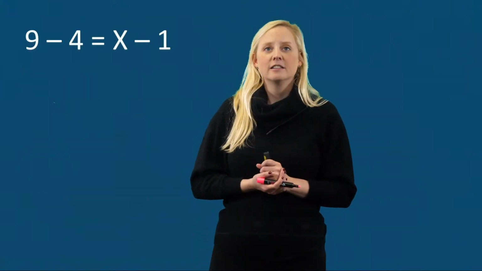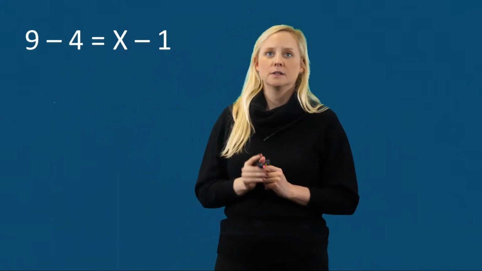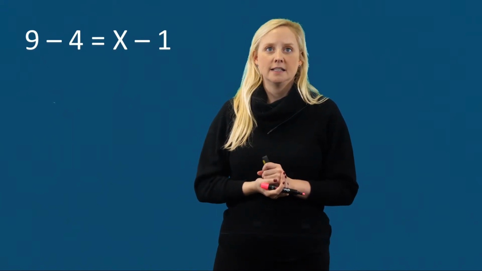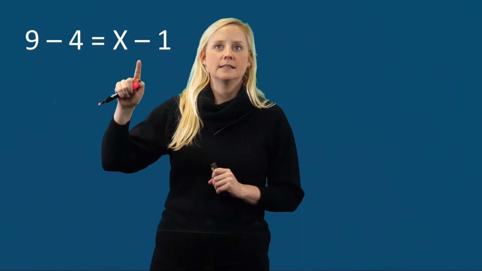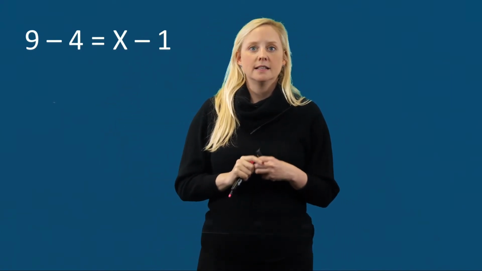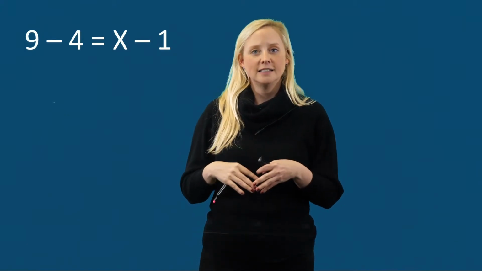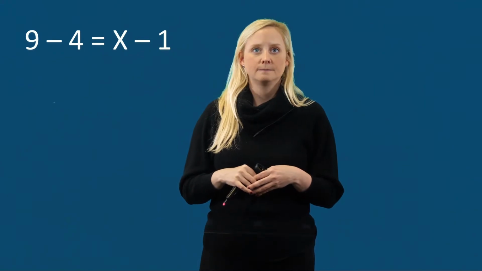So now let's take a look at an example where there is an operator symbol on both sides of the equal sign, and we ask students to isolate the x. This problem says 9 minus 4 is the same as x minus 1. First, we ask students, what does it mean to isolate the x? They say to isolate the x means to get the x alone or by itself on one side of the equal sign.